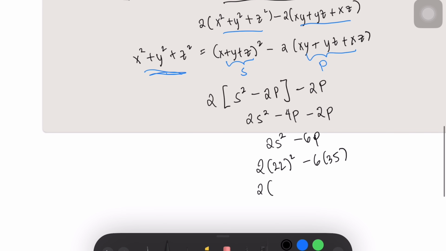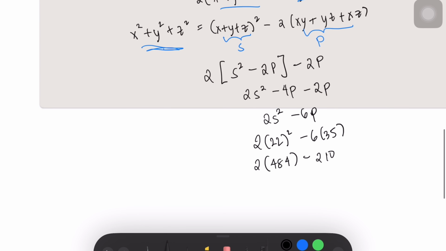2 times 22 squared is 968. And then 6 times 35 is 210. Let's just simplify this. This is 968 minus 210. Simplify this difference, we get 758. And that's our final answer.